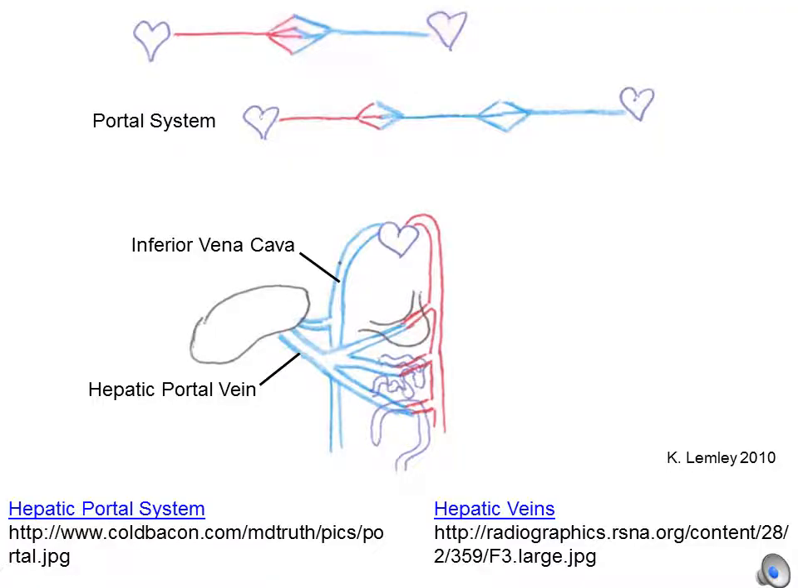Pause the lecture to draw in the general portal system as well as the connection between the gastrointestinal system, the liver, and the heart. Include the inferior vena cava as well as the hepatic portal vein. Note that blood from the heart will go to the GI tract, but the veins then connect to go to the liver for detoxification before it empties into the inferior vena cava to the heart.